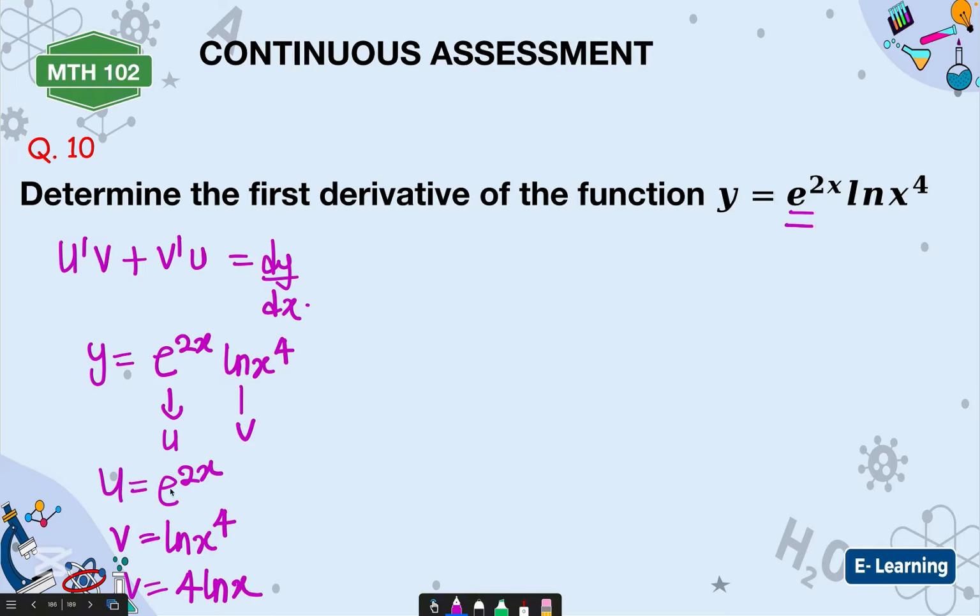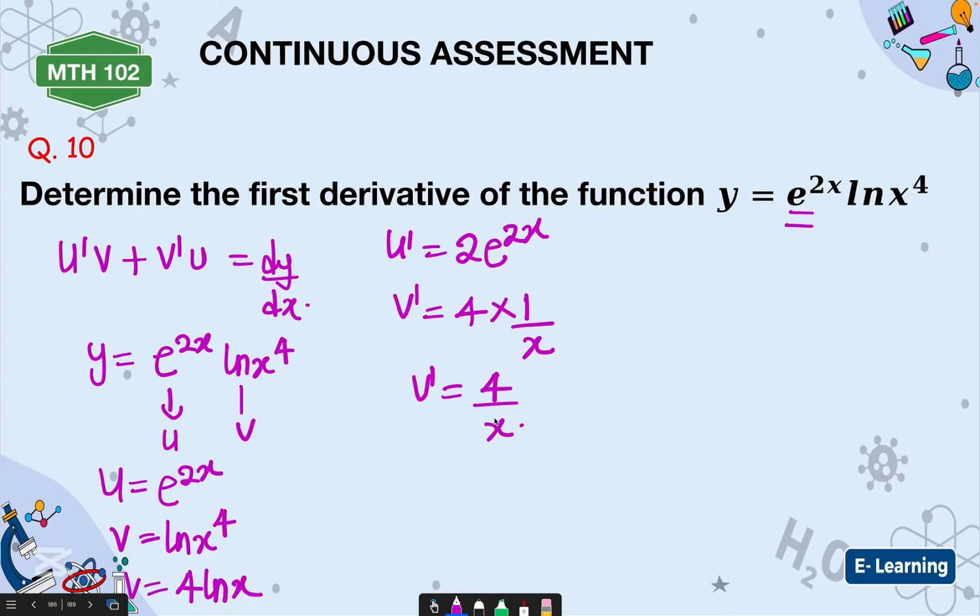So we have to differentiate u. So du will give us our u prime. When you differentiate e raised to the power of 2x, you first differentiate 2x, which will give us 2, and then multiply by everything again. Then our v prime will be 4. When you differentiate natural logarithm of x, it's going to give us 1 over x. So our v prime is 4 over x. Is that okay?